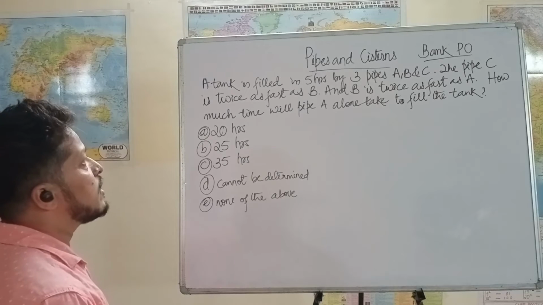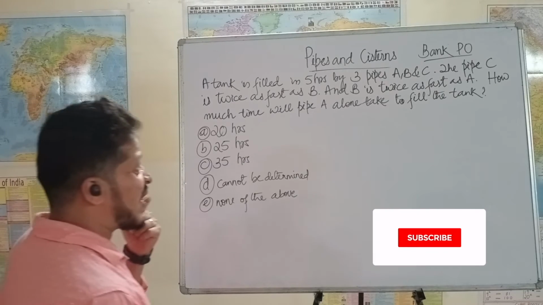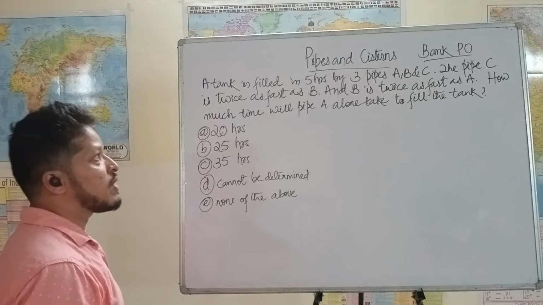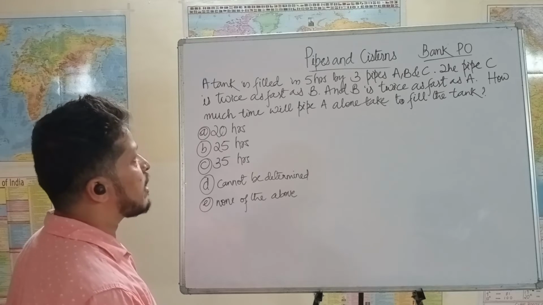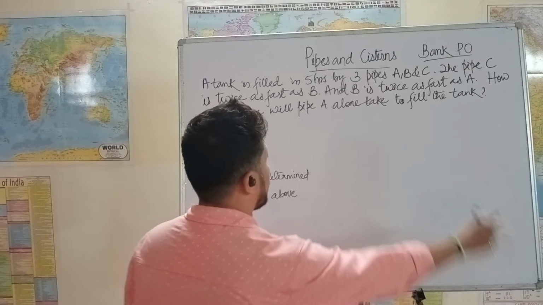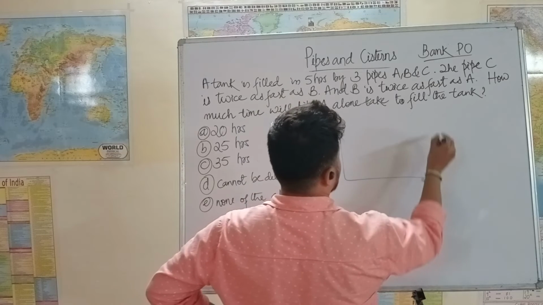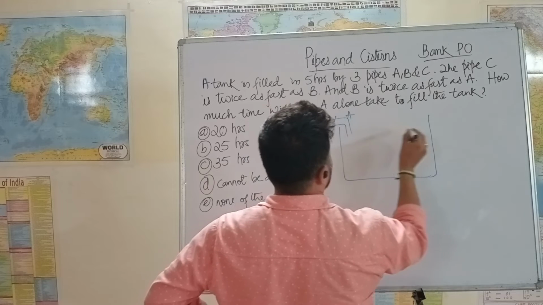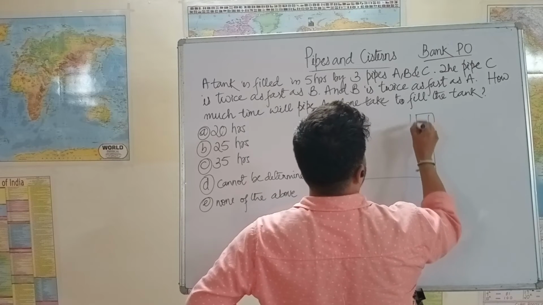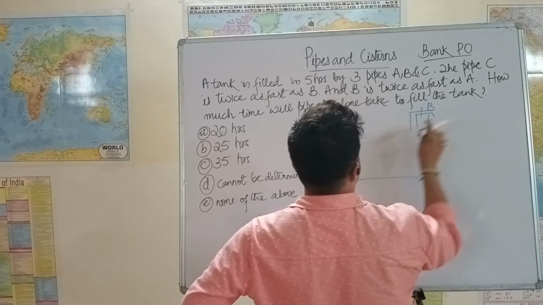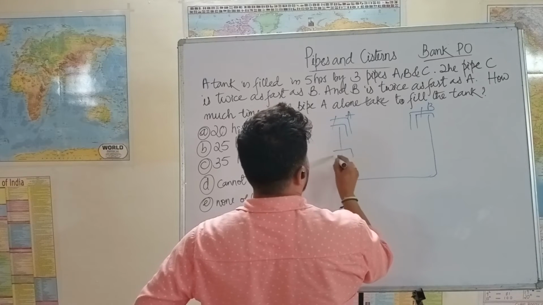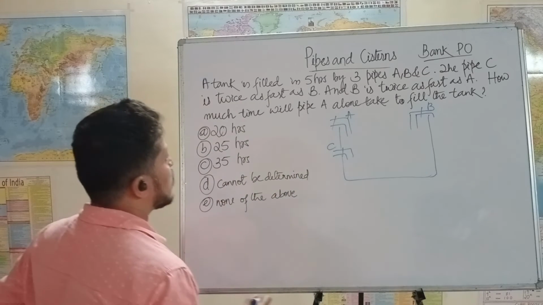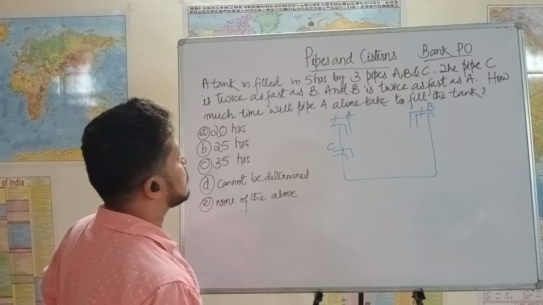Okay, we have another bank exam question. A tank is filled in 5 hours by 3 pipes A, B and C. The pipe C is twice as fast as B and B is twice as fast as A. How much time will pipe A alone take to fill the tank? Okay, this is a tank, three pipes: pipe A, pipe B, and let's say there is another pipe C. The three pipes together fill the tank in 5 hours.